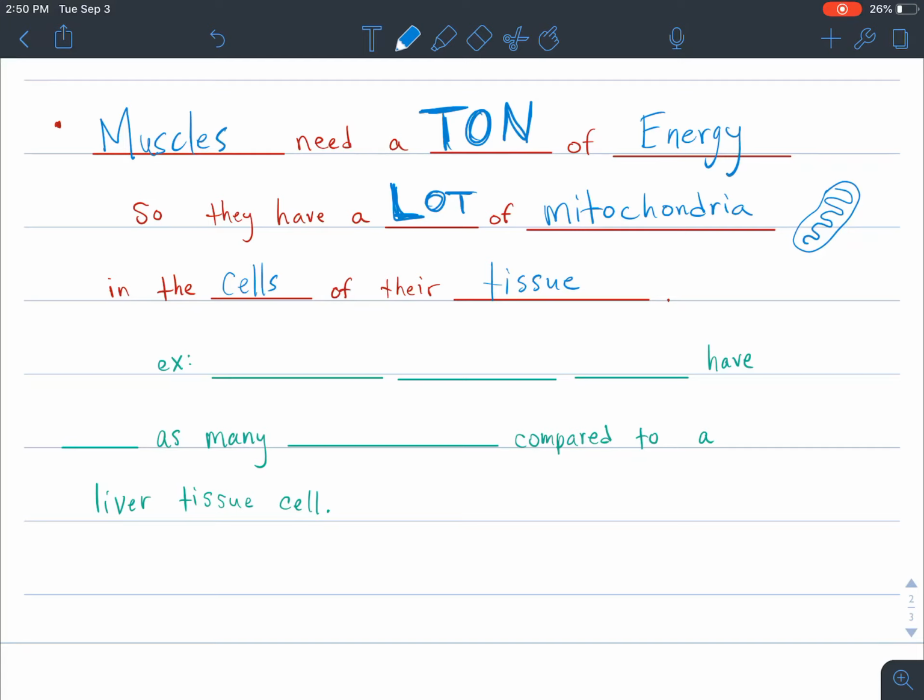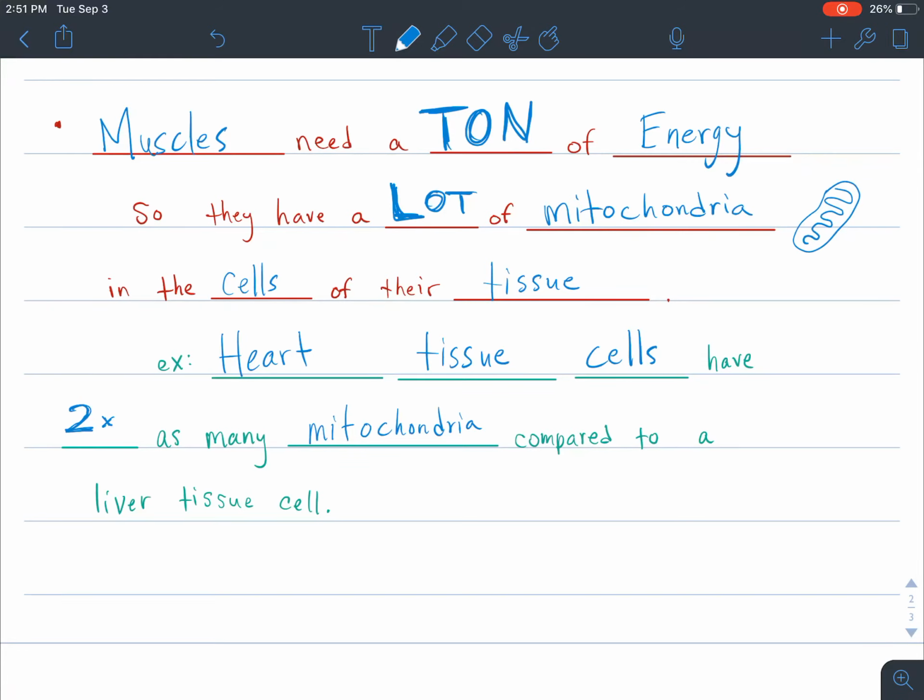An example to prove this is if we look at the heart. Heart tissue cells, or the cells that make up the tissue of the heart, have twice as many mitochondria in their cells compared to a liver tissue cell. A liver tissue is not necessarily as much muscle as a heart tissue cell is. A heart is made of muscle. A heart is mainly muscle. A liver is not really very muscular, so therefore heart cells need way more mitochondria than liver cells do, and when we look at those actual cells, they have twice as many mitochondria.